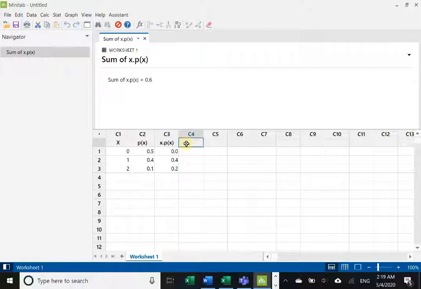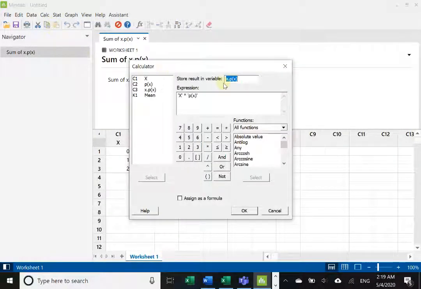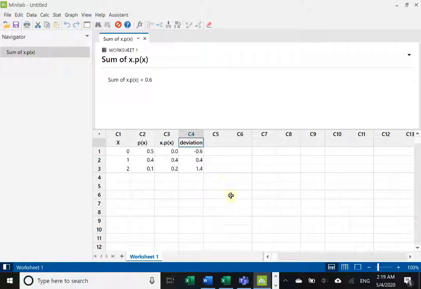This column, we're going to do our deviation. So I'm going to go calculator. We're going to call this our deviation column. Okay, so how is the deviation calculated? That's when you do x minus, and look, see the mean is here. It was calculated and now you have access to it. X minus the mean, and hit OK. And there's your deviation.